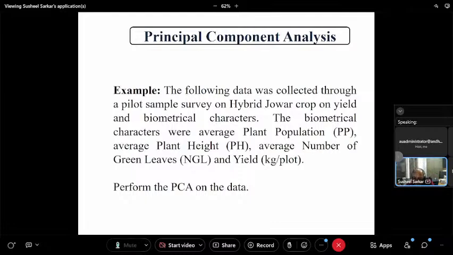So suppose x1, x2, x3 up to x20, you have 20 independent variables. We will make another variable z1 equal to a11 x1 plus a12 x2 plus a13 x3 and so on up to a1,20 x20. Likewise, we will make a second new variable z2 equal to a21 x1 plus a22 x2 up to a2,20 x20, and these are the linear combinations.